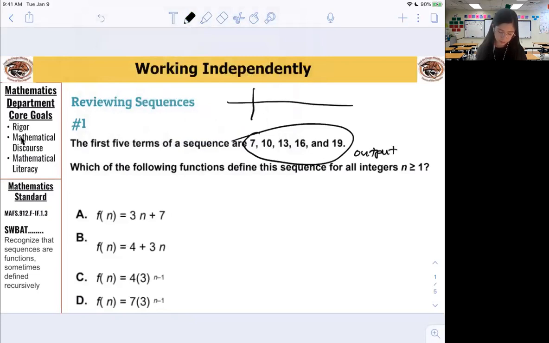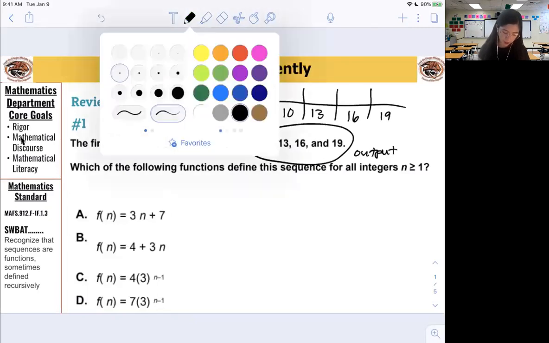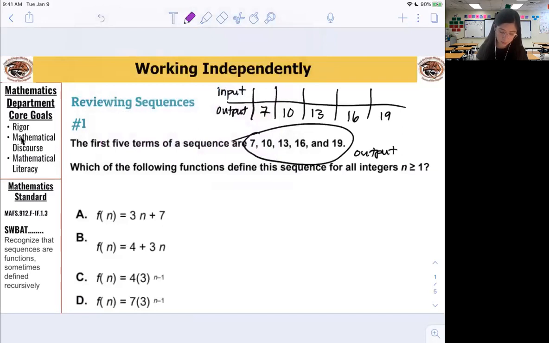When I make my table, I'm going to have an input column and an output column. I'm going to put the numbers from my sequence straight into the output column: 7, 10, 13, 16, 19. My input column is always going to be 1, 2, 3, 4, 5, and so on, because that's my position number. Since 7 is the first number on the list, it gets position number 1. 10 is 2, 13 is number 3, and so on.